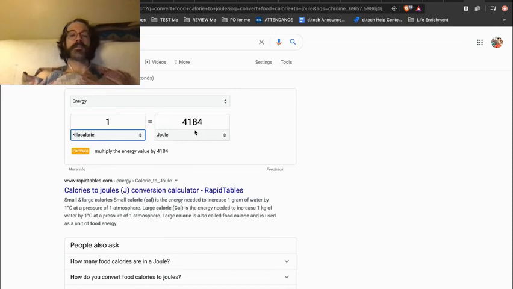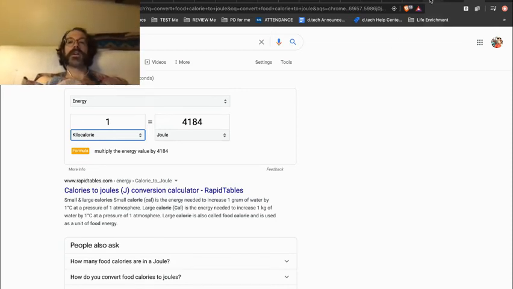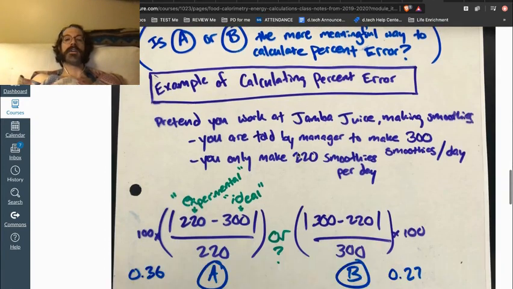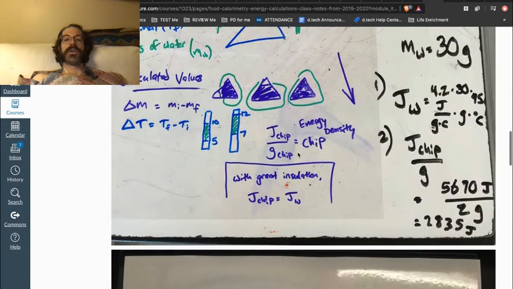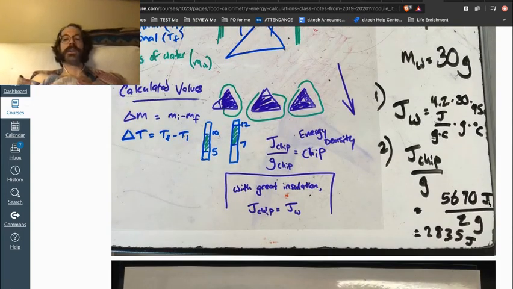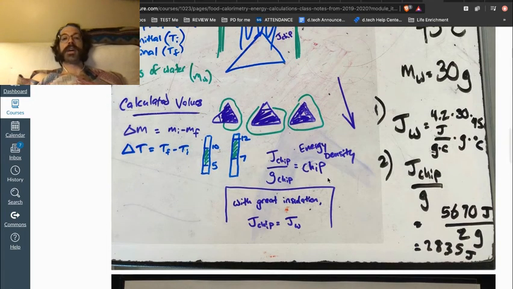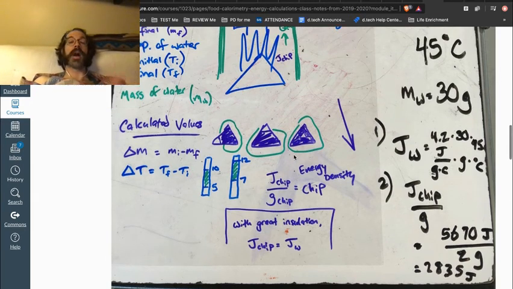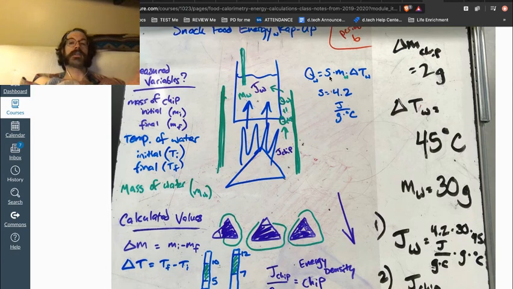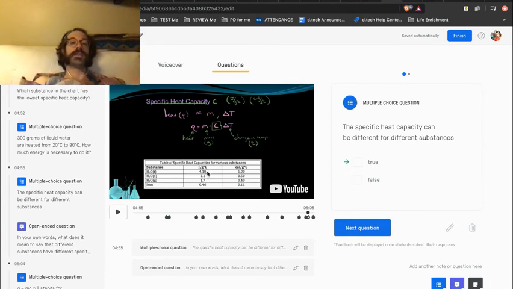The reason why this is important is because when you are going to do your percent error calculations, you have to make sure that you're using the same units. If you are calculating your experimental energy density, you're probably going to be measuring it in joules. You may not. It all depends on which specific heat capacity value you use. You can say 4.18 joules per gram per degree Celsius, and then you get your Q value, and the unit for your Q value would be in joules.